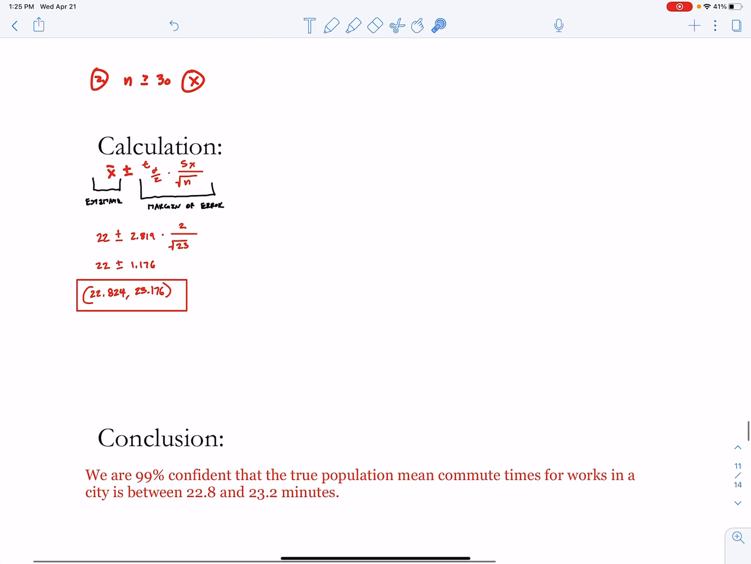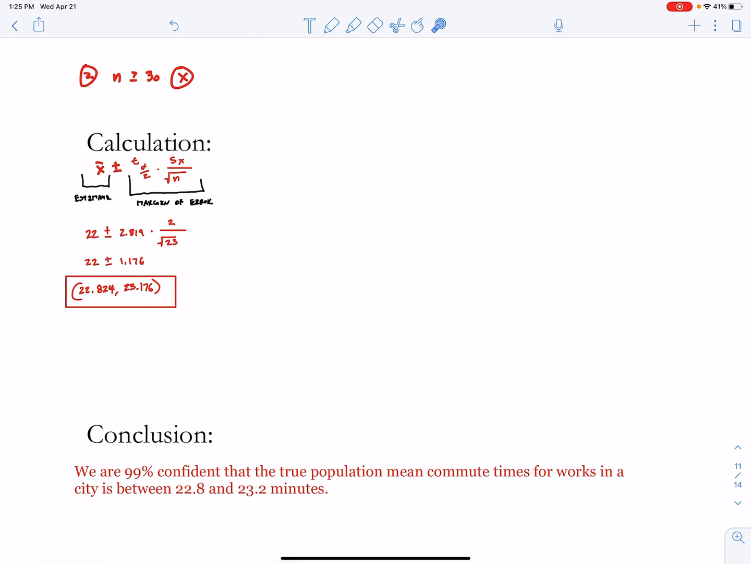Well, what's our conclusion here? Remember, for your conclusion, you want your wording to be very specific. So it'd be helpful to memorize how this wording is laid out. And as you can see, it's very similar to what we did in 9.1. We are 99% confident that the true population mean commute times for workers in a city is between 22.8 and 23.2.